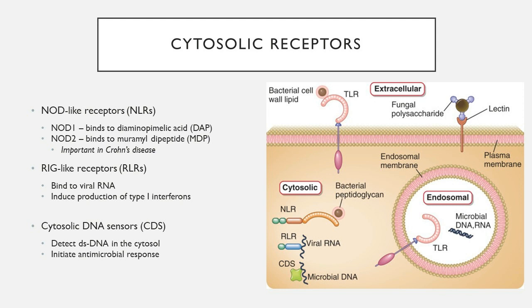The second class of receptors are called RIG-like receptors, which bind to viral RNA, and because they're linked to viruses, they're important for the production of type 1 interferons, one of the body's main ways of fighting viruses. The third class is called cytosolic DNA sensors, another mechanism to recognize double-stranded DNA in the cytosol. These sensors help initiate antimicrobial responses.